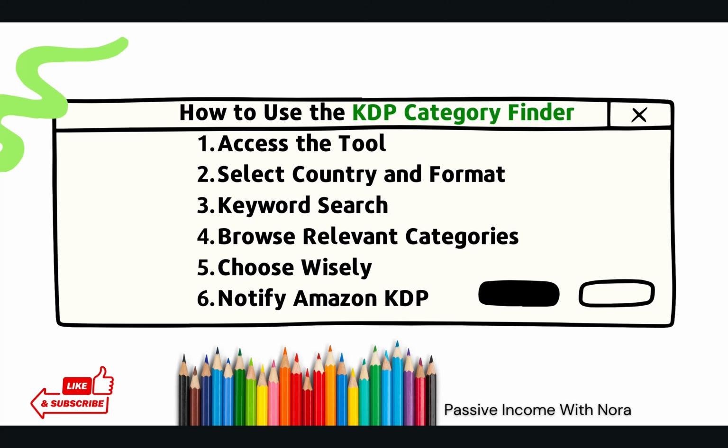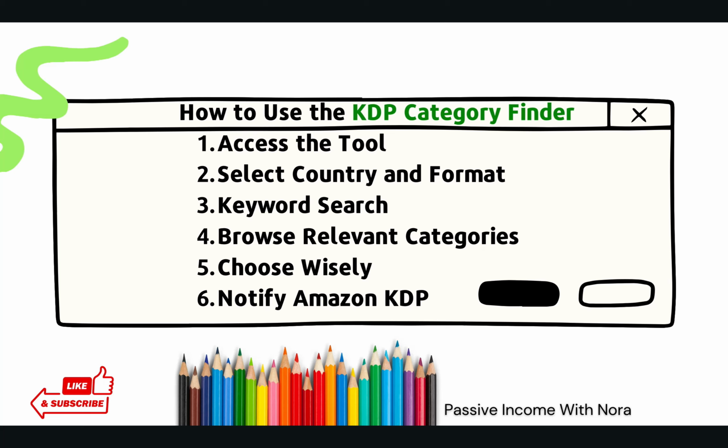The second step is to select the country and the format. Begin by choosing the country that you're targeting and indicate whether your book is available in paperback or in Kindle format. Step 3 is keyword research. Now comes the exciting part that we're all waiting for. The keyword will determine the results. Enter the keywords that describe your book. If you're publishing a journal, type journal into the search bar. If you're publishing a workbook, the same thing applies. If it's a prompt journal, just enter that.